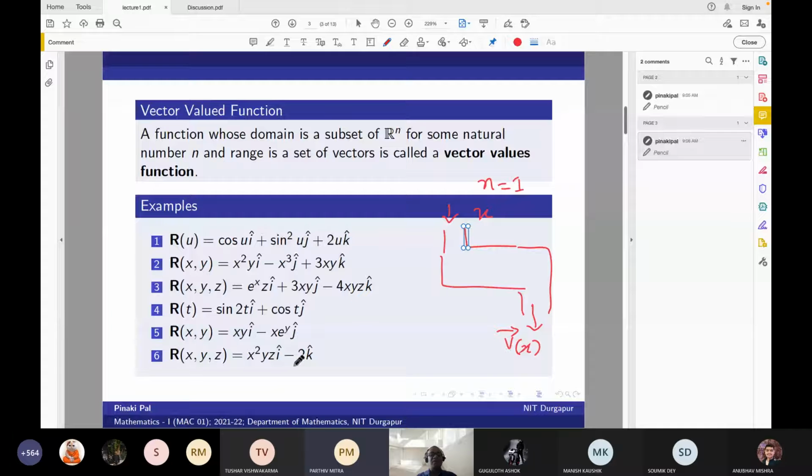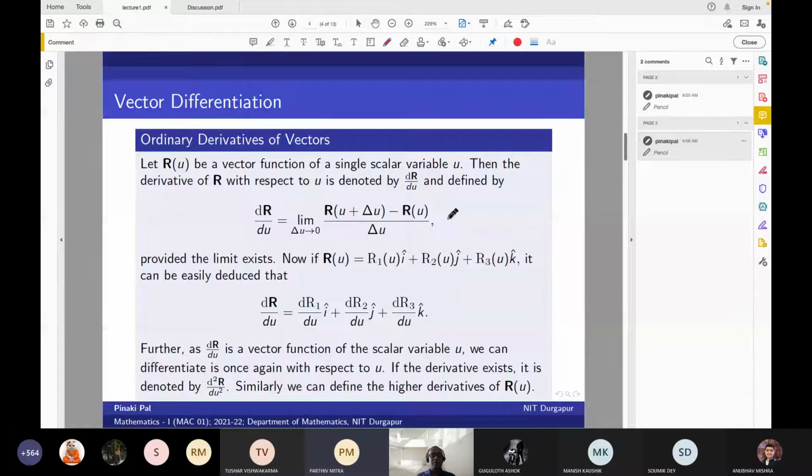And all of you are acquainted with this type of function. In physics, and probably in mathematics up to a certain extent, you have learned all about this. We are just trying to formalize this idea. So this is our objective. So vector valued functions are probably clear to you. We have different kinds of vector valued functions: function of one scalar variable, two scalar variables, three scalar variables, everything we have.